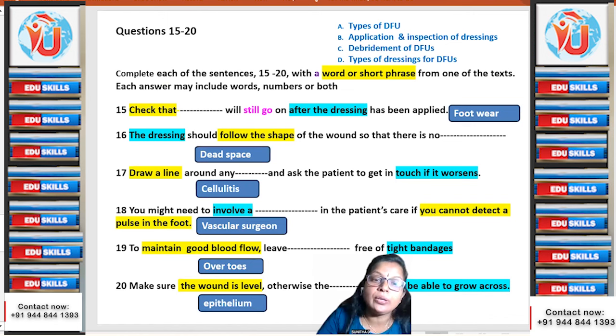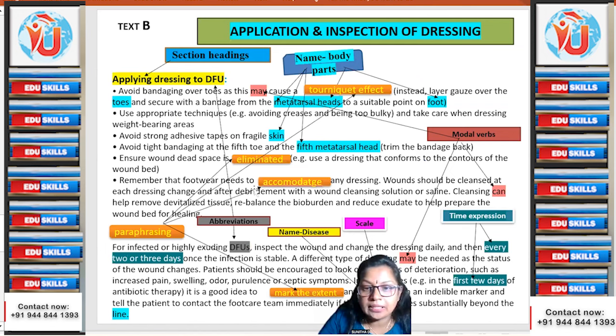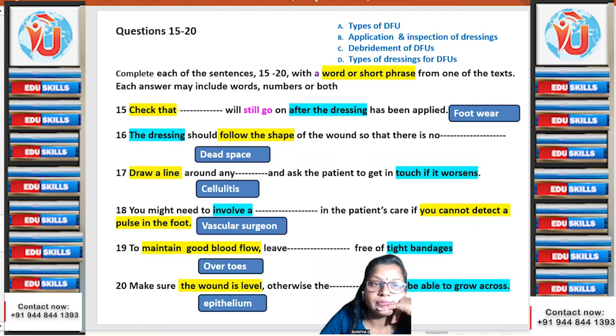17th question, draw a line. Where do we have to go? Again in text B. Some disease condition or name of the disease: where is it mentioned? While skimming, you highlighted that, right? So what is the answer? Cellulitis. That is given in the last paragraph: mark the extent of any cellulitis.